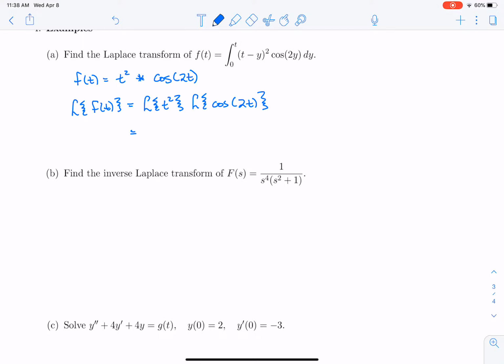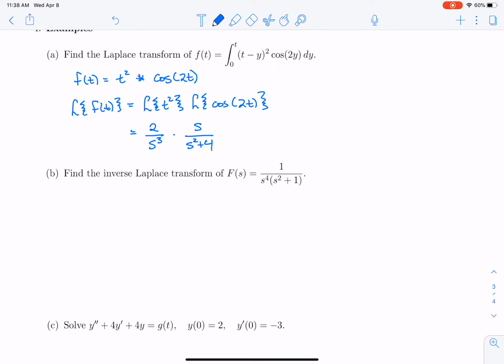Okay, so the Laplace transform of t squared, if we looked on our chart, that would be 2 over s cubed. And then the Laplace transform of cosine 2t is s over s squared plus 4. And so if I have to take the Laplace transform of the convolution of two functions, that's quite easy.